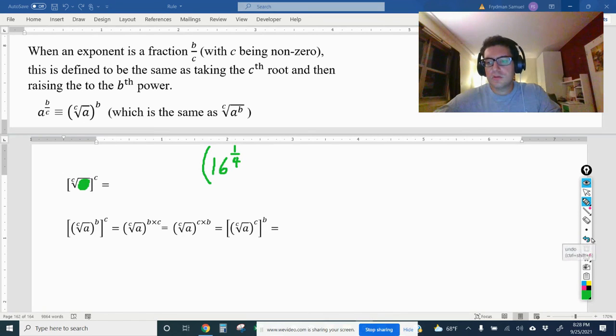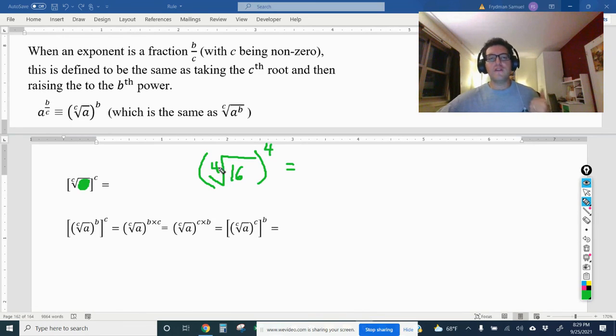And you know what? I'll write it this way. Let me take the 4th root of 16 and then raise that to the power of 4. What would I get? Well, we said earlier the 4th root of 16 was 2. So this is equal to 2. And then I'm taking that and raising it to the 4th power, which means that I'm doing 2 times 2 times 2 times 2, which is 16.